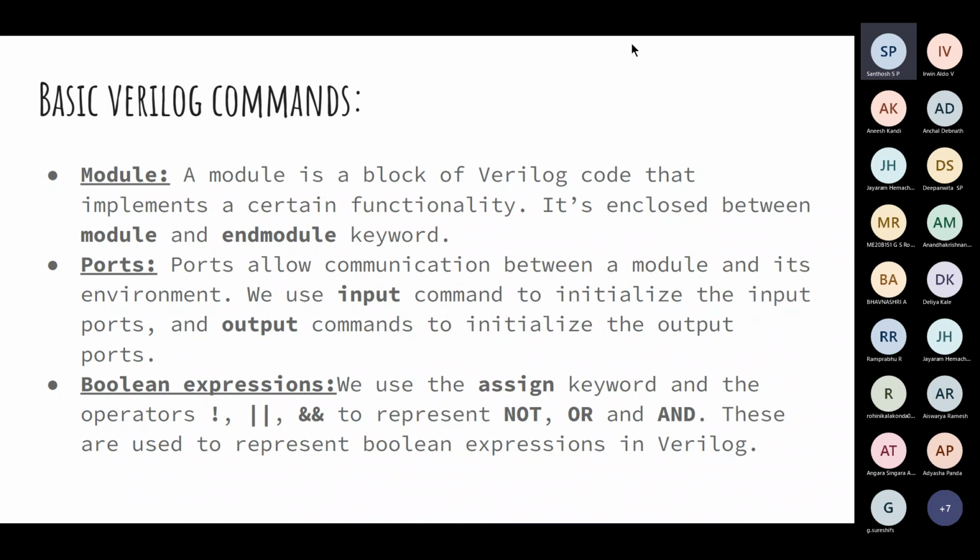And in this session, we are going to be using data flow modeling. So we'll describe a circuit using the Boolean expression it represents. We'll use the assign keyword to describe Boolean expressions, and we'll use the exclamation mark operator to represent NOT. We'll use the double pipe symbol to represent OR, and the double ampersand symbol to represent AND. These things will become clearer when we start the code along.